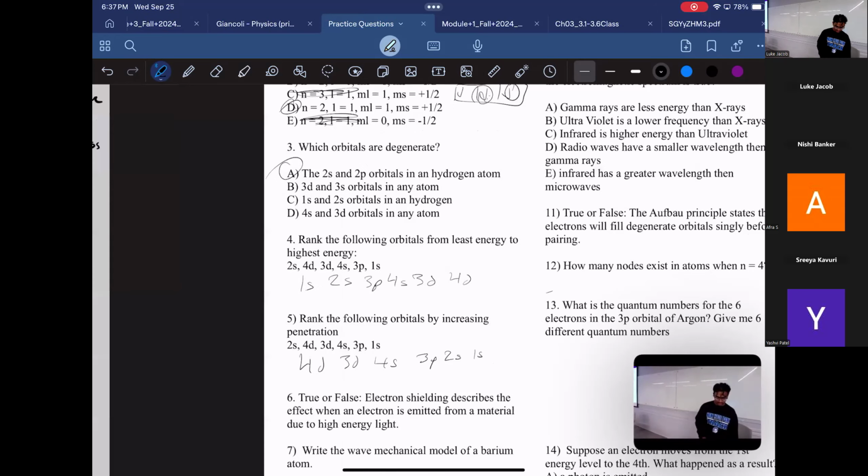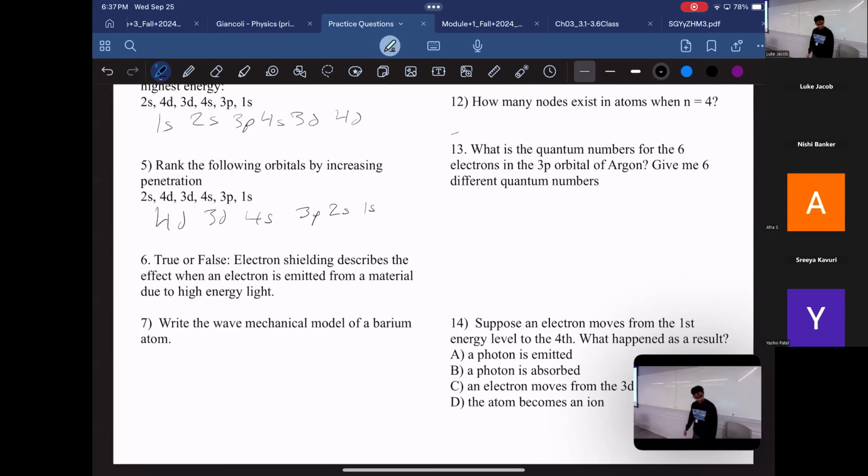All right, true or false? Electron shielding describes the effect when an electron is emitted from a material due to high energy light. That is false, right? We went over that. What I described there is, do you guys know what that is?